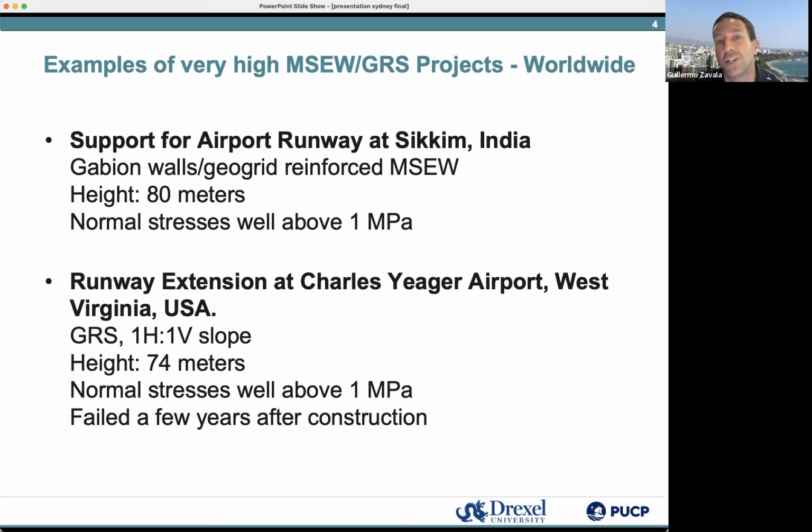So we have an airport runway in Sikkim, India. We have an 80-meter structure. It's a mixed structure: it has gabion walls and geogrid reinforced MSE walls with normal stresses well above 1 MPa. There's a runway extension at Charles Jigger Airport in West Virginia with a 1-to-1 geosynthetic reinforced slope with height up to 74 meters. Of course, stresses are a lot more than 1 MPa.